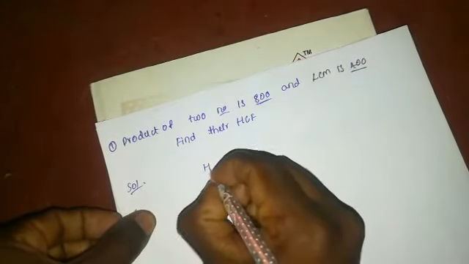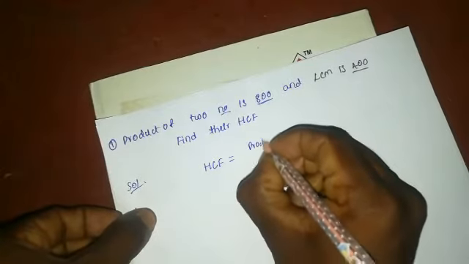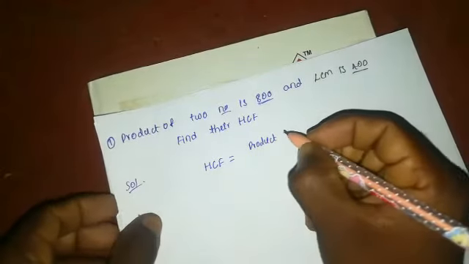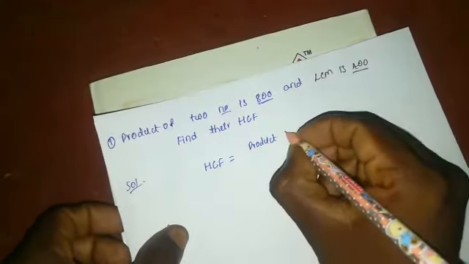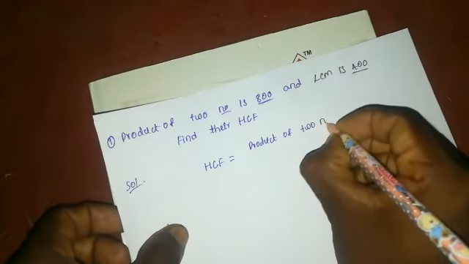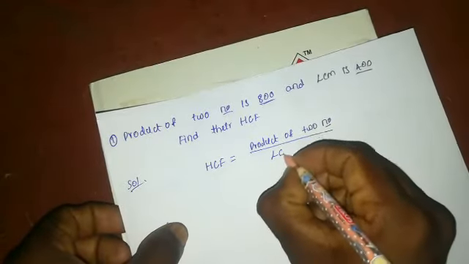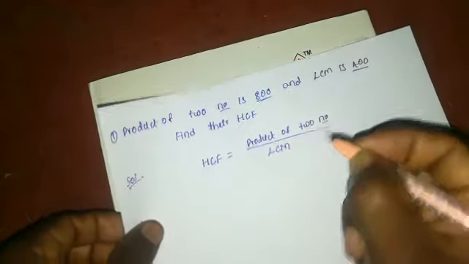Okay, HCF is equal to the product of numbers divided by LCM. We know the relation between the given numbers and the HCF and LCM: the product of two numbers divided by the LCM of the given numbers gives the HCF.